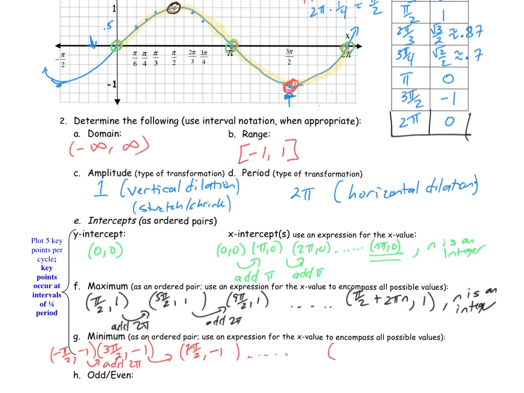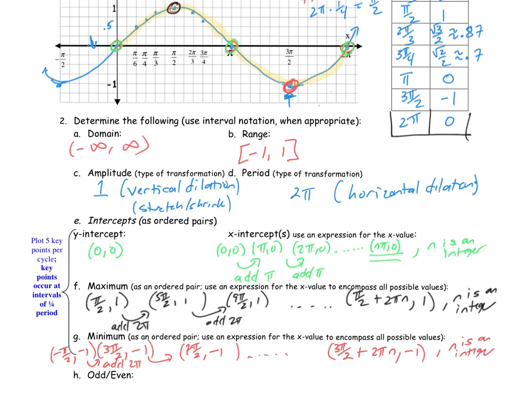And if I want to write a general expression, I can pick one value. I'll pick 3 pi over 2, and to that I'm going to add a multiple of 2 pi because the relative minimum values occur every period. So plus 2 pi n, that's the x value. The y value is negative 1, and n is an integer.